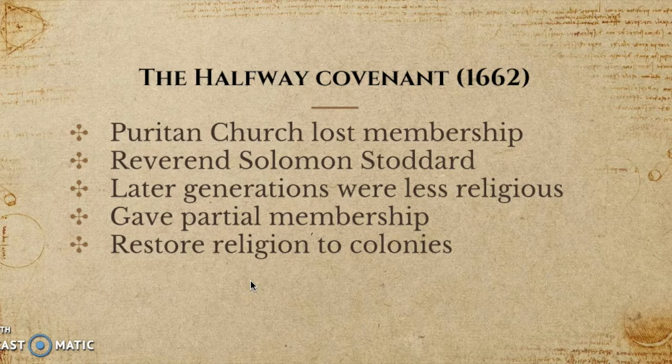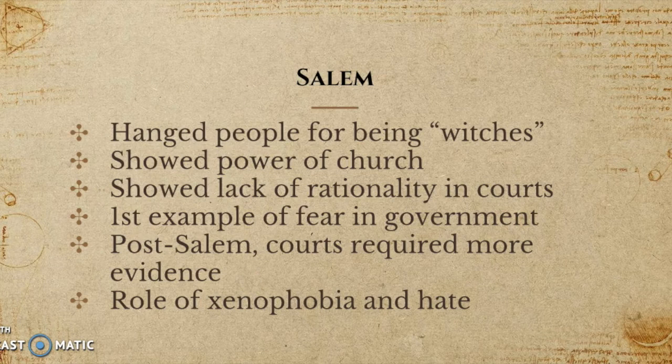Now, later in the 17th century, the Puritan church started losing membership because people were becoming less religious at this time. So they saw this and decided that they should establish a sort of halfway church membership for people who were descended from the ancestors of the people who originally came to Massachusetts, in order to get people to become more religious and more involved in their church.